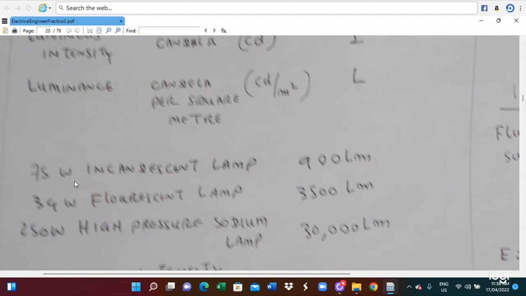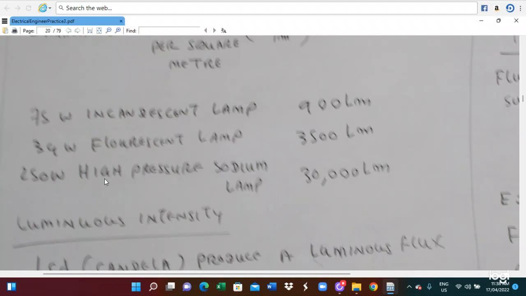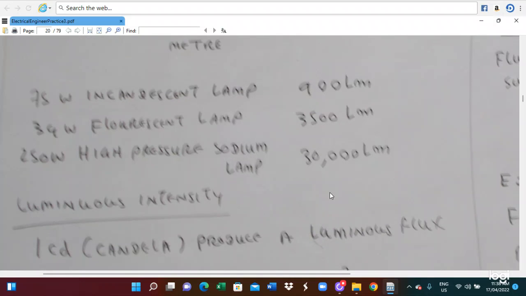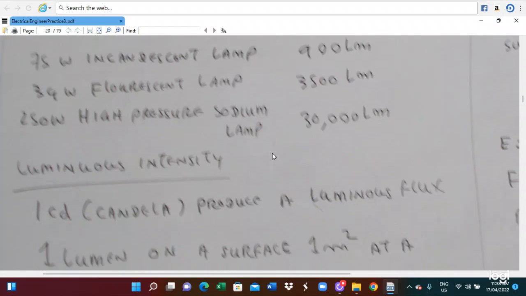A 75 watt incandescent lamp gives out 900 lumens, a 39 watt fluorescent lamp gives out 3500 lumens, and a 250 watt high pressure sodium lamp gives out 30,000 lumens. So this is the kind of lamps and their illumination levels.